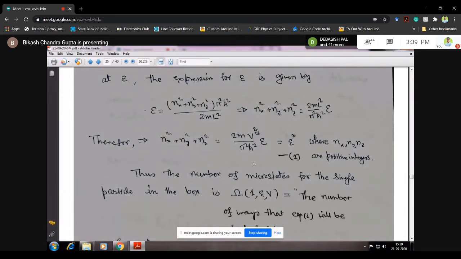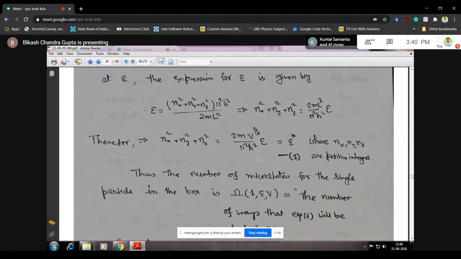Sir, root over 8 by L cube, root over 8 by L cube sine n pi x by L. It is 3-dimensional, right? Root over 8 by L cube means root over 8 by L cube, yeah, L cube.